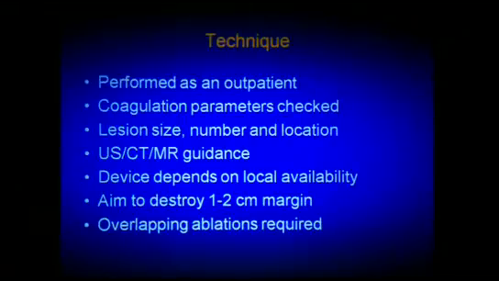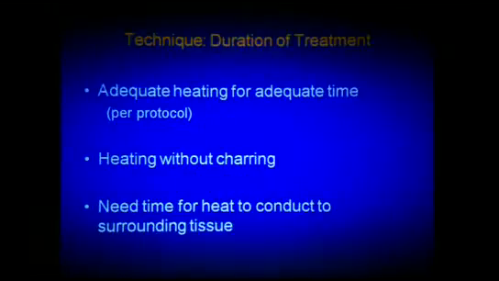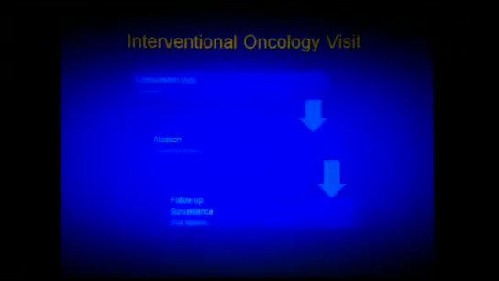But our aim is to really destroy 1 or 2 centimeters around the tumor, and we usually use overlapping ablations to make sure that we cover the complete tumor. The duration of treatment is usually determined by protocol that's usually established by the manufacturer. We try to heat without charring. Charring at the end of the needle usually prevents heat deposition. We can many times circulate saline through the needle to prevent that from occurring.